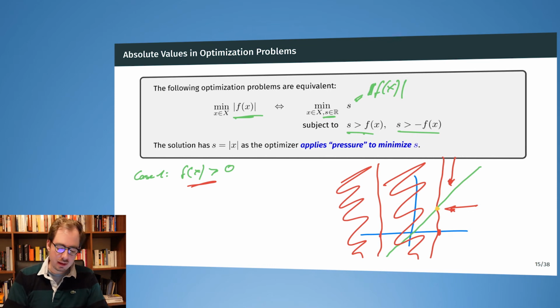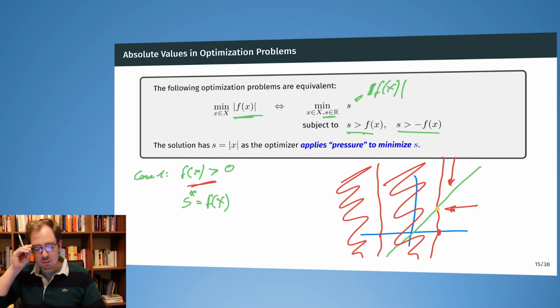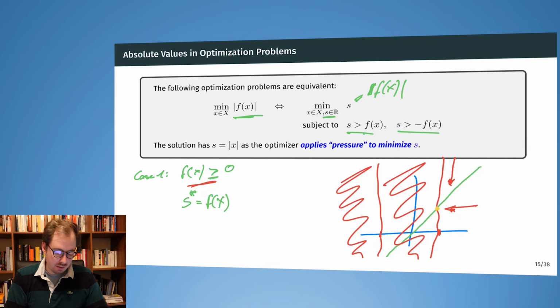And now let's look at the other case. Let's finish this up here. So we know then that s star, the optimum here, is equal to f of x. And then for case 2, we have f of x smaller than 0, and let's just clean this up.